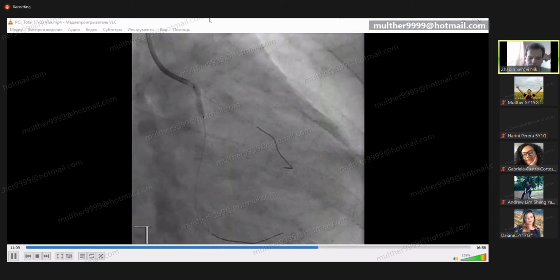An injection of contrast is then administered under fluoroscopy to verify that the stent is adequately deployed. There is no mechanical complication, such as intracoronary dissection or perforation, and that there is stable blood flow into the jailed side branch vessel.